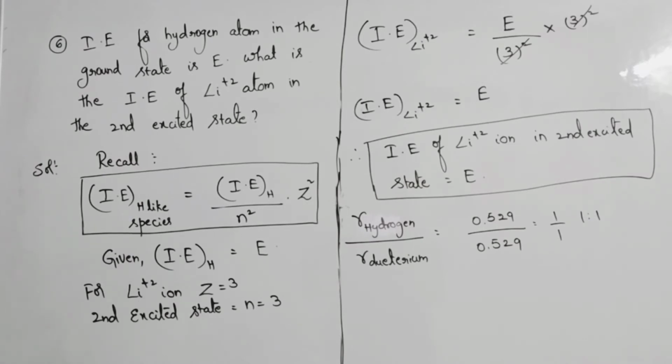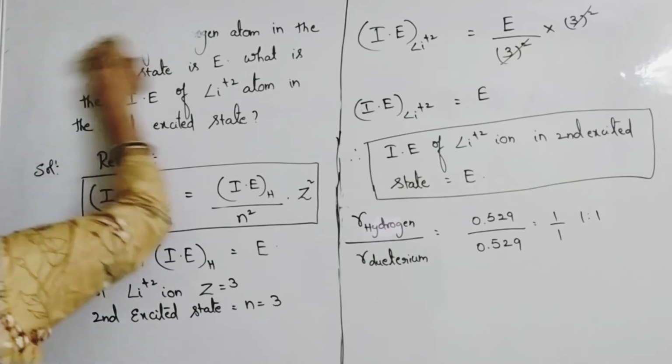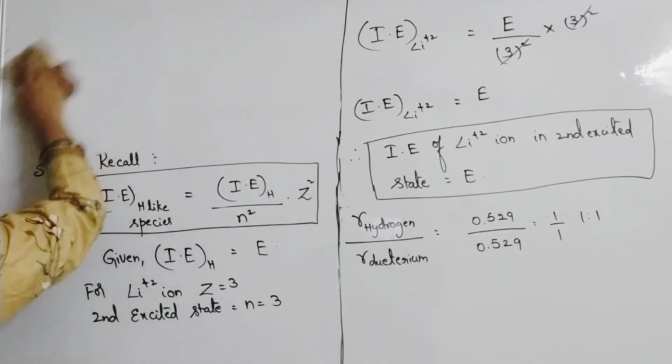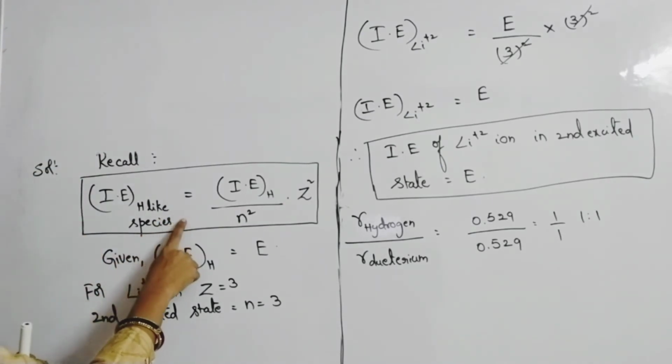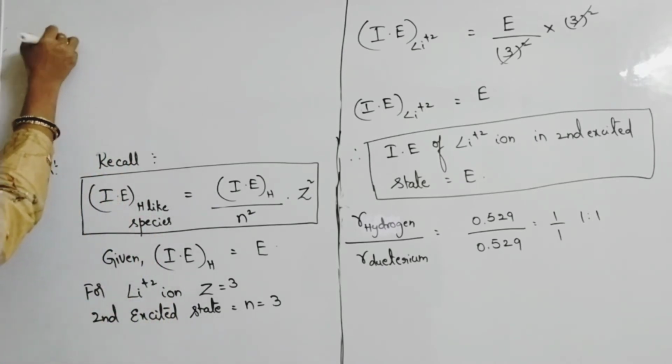The ionization energy of an atom is 13.6 electron volts. It's given that IE of an atom. Question number 7. Based on ionization energy, if any question comes, you will be using this formula. Please remember. Okay, question number 7.